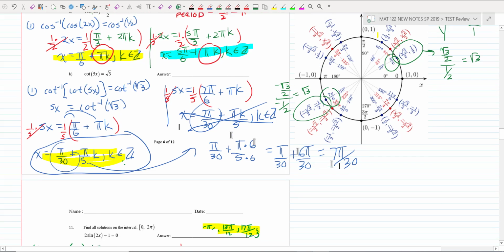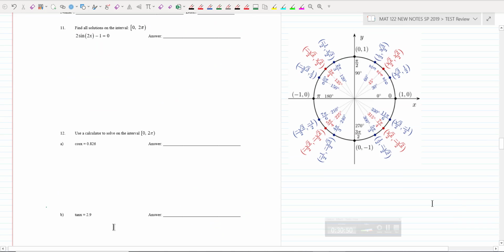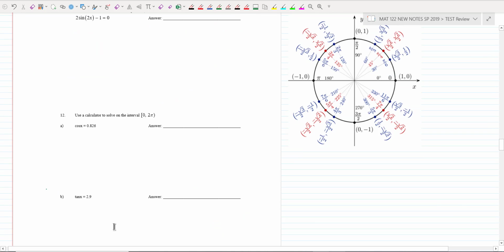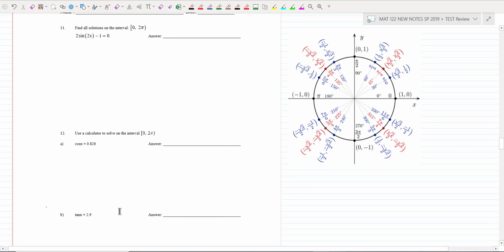Okay, all right, let's move to the next page here. On the next page, I want to finish up the trig equation topic, and this will be the third part of the video.